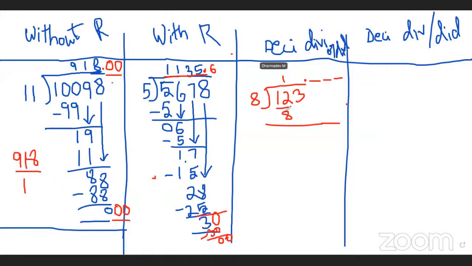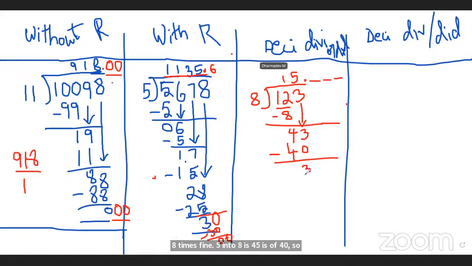Nilafar, it is not 3, 2. Check it again. So if I subtract, I get 4. I bring down this 3, that's 43. 8 times 5. 5 eights are 40. And it's subtract. So 43 minus 40 is 3.